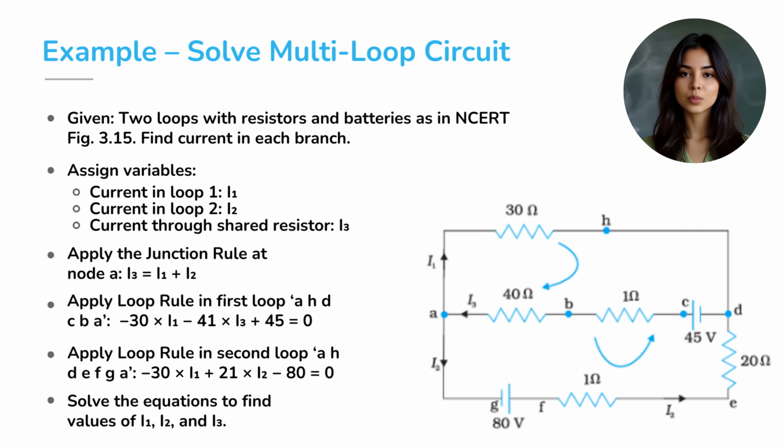Now, apply the loop rule to the first loop, labeled AHDCBA. We get negative 30 multiplied by I sub 1 minus 41 multiplied by I sub 3 plus 45 equals 0. Now, apply the loop rule to the second loop, labeled AHDEFGA. We get negative 30 multiplied by I sub 1 plus 21 multiplied by I sub 2 minus 80 equals 0. We now have three equations. Capital I sub 3 is equal to capital I sub 1 plus capital I sub 2.